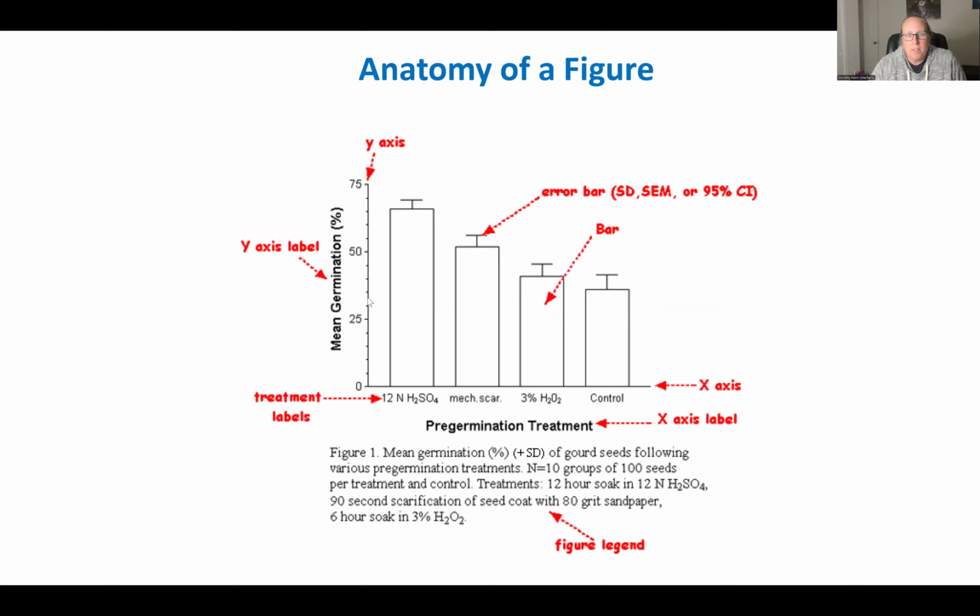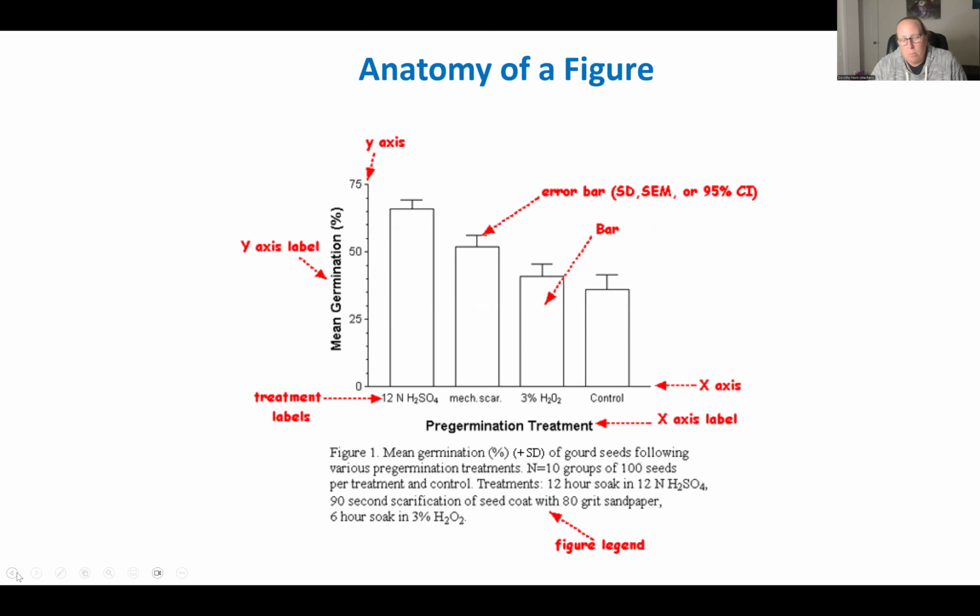So this is the y-axis up and down here. This is the y-axis label. We have the treatment labels, or the x-axis. You always have an x-axis label. These little T's on top are called error bars. Sometimes it's standard error, sometimes it's standard deviation. It depends. This section here is called a bar, all right? And you always have a figure legend. These things are required for each of your graphs.